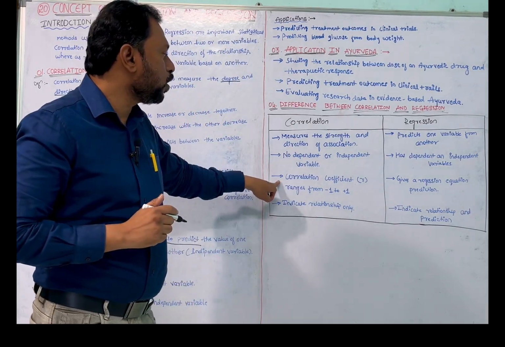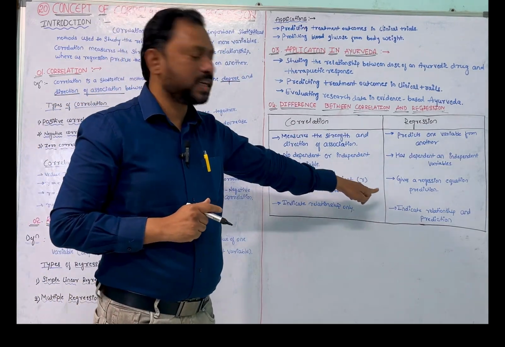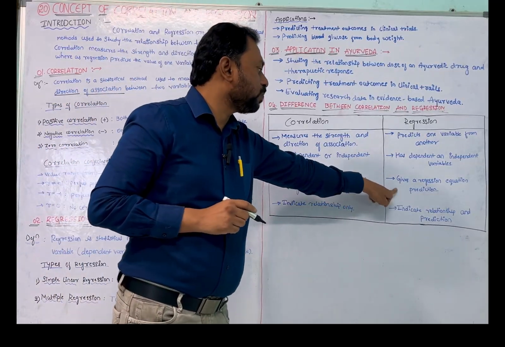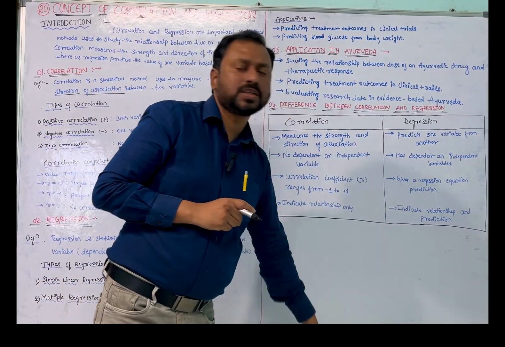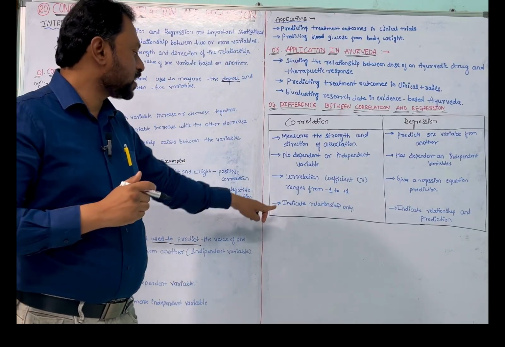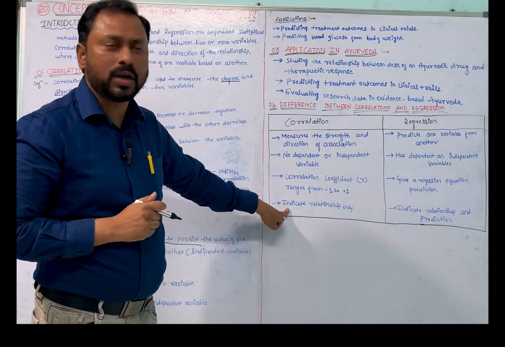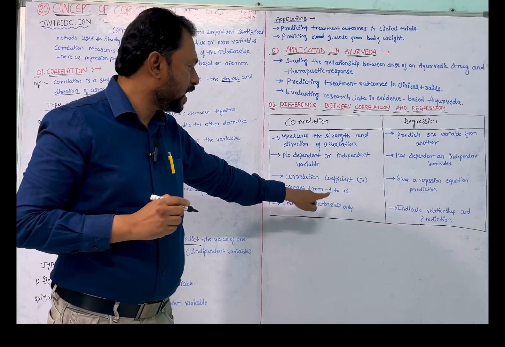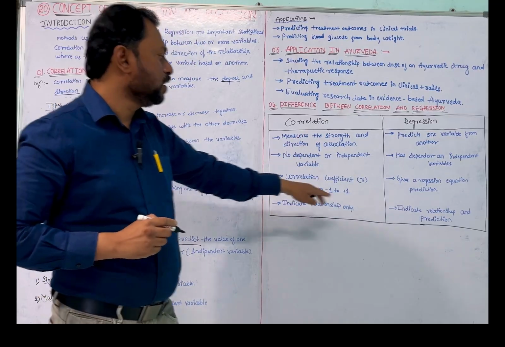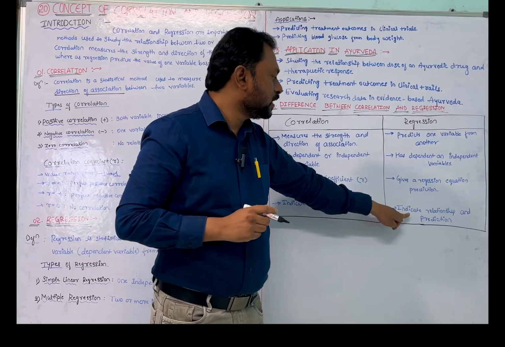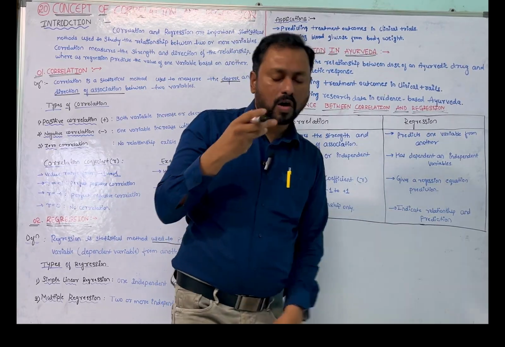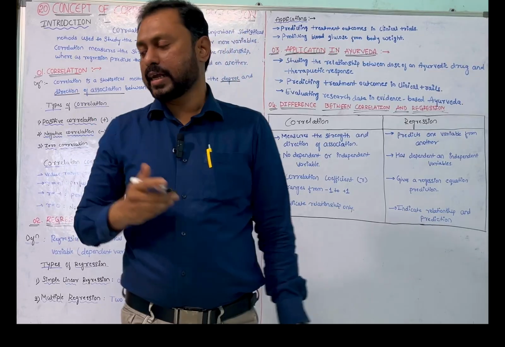The next one, the correlation coefficient, which we represent as r, ranges from -1 to +1, and regression gives the regression equation for predictions. The next point: correlation indicates the relationship between the variables only. Regression indicates the relationship as well as the prediction or outcome. That is called regression.